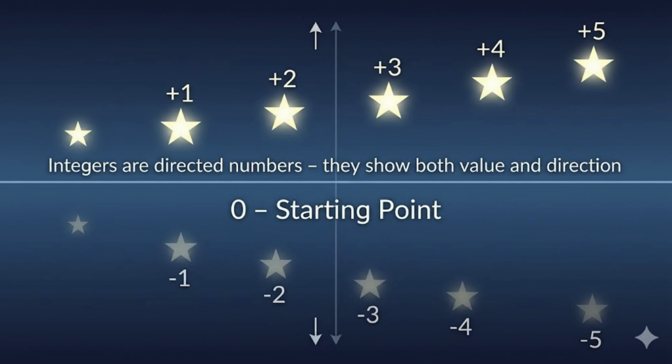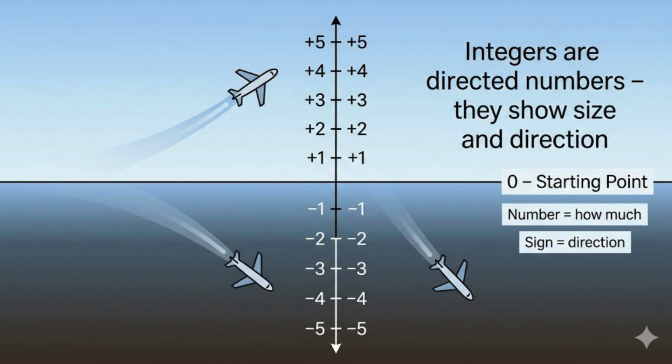To make this even clearer, imagine a simple aeroplane in the sky. Don't think about travel, just focus on the direction. When the aeroplane moves upward through the stars, it shows positive direction. When it moves downward, it shows negative direction. Now, let's learn how to add and subtract integers using this idea.